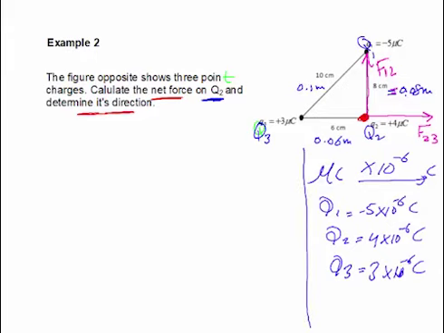Now let's come to our example. We have to find first of all F12. F equals K Q1 Q2 over R square again. Now what is our F1? F1 is between minus 5 and positive 4 here, Q1 and Q2. So F between 1 and 2 equals K, which is 9 times 10 to the 9. This is our constant.